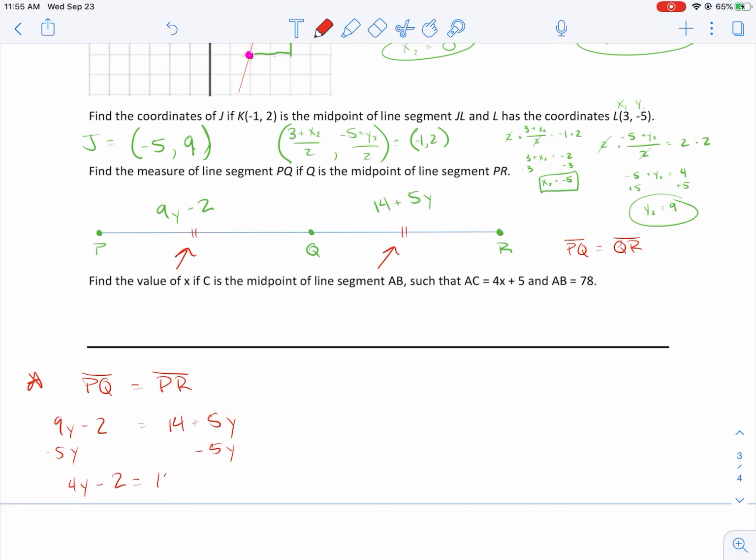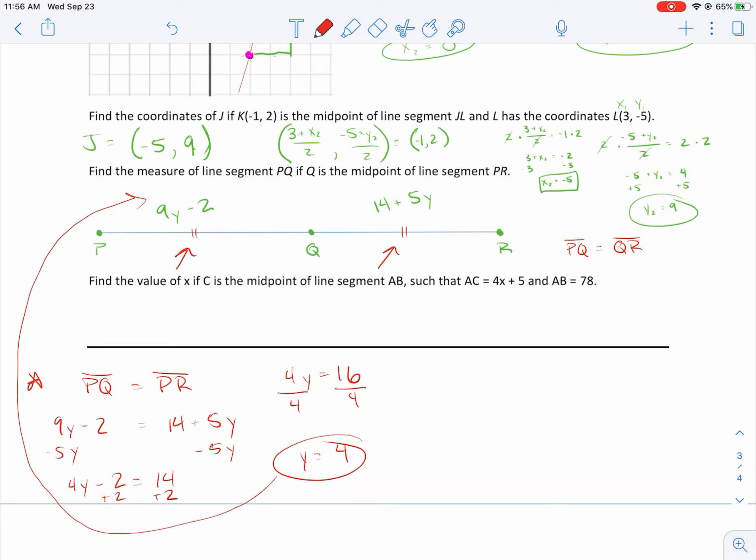So you subtract 5y, we get 4y minus 2 is equal to 14, plus 2 on both sides. We get 4y is equal to 16, divided by 4, y is equal to 4. Now that we know the value of y, we can plug it back into this equation because we're trying to find the measure of line segment PQ. So we get 9 times 4 minus 2, which is 36 minus 2, which is 34. So line segment PQ is equal to 34.